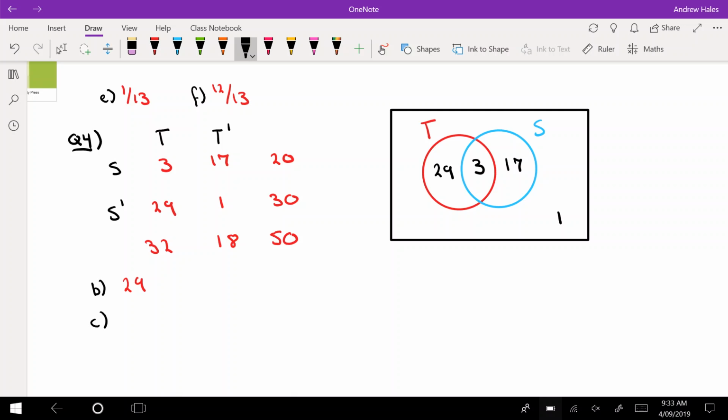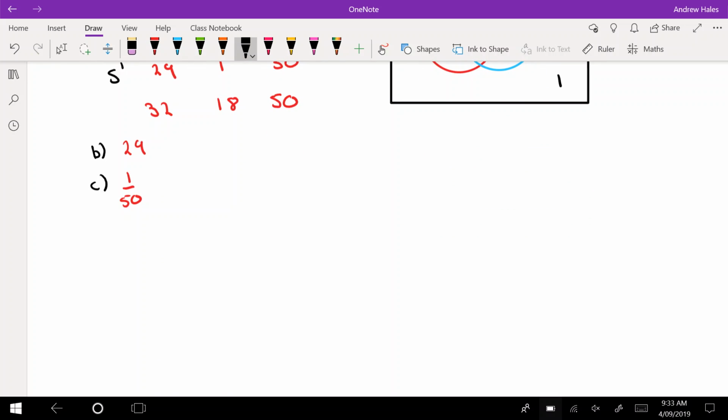Write down the probability of choosing one student from the group and that student enjoying neither tennis or squash. Well, we know that only one doesn't like tennis or squash. Probability is 1 out of 50. Okay.